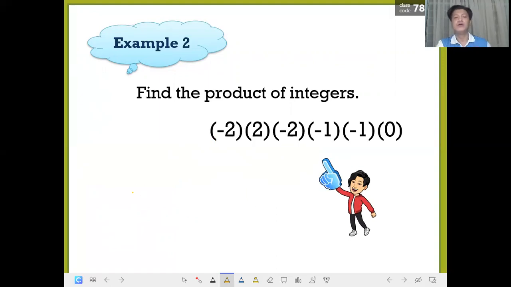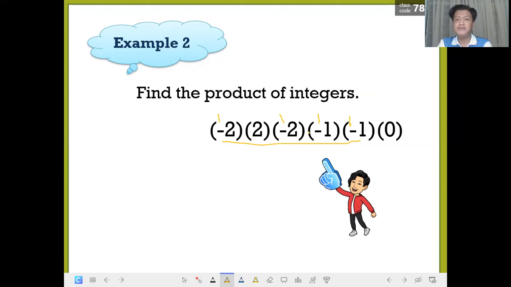Okay, next, number 2. How about this? Find the product of integers negative 2 times 2 times negative 1 times negative 1 times negative 1 times 0. Kung papansinin natin yan, di ba ito, pwede natin i-apply dyan yung odd-even rule. Di ba paano kung malalaman kung odd-even? Bibilangin natin yung negative 1, 2, 3, 4. Okay, di ba since 4, meaning to say, this is even. Ibig sabihin yung product nitong 5 integers na ito ay positive.